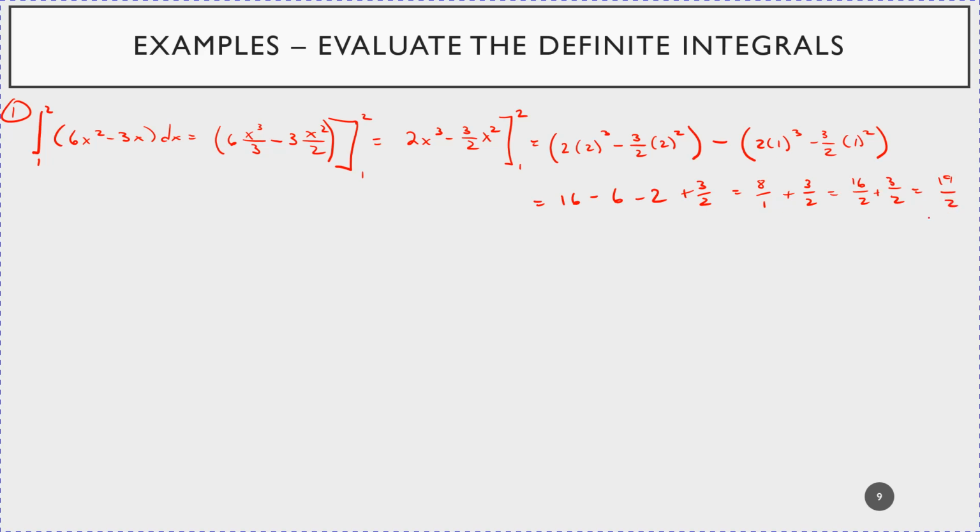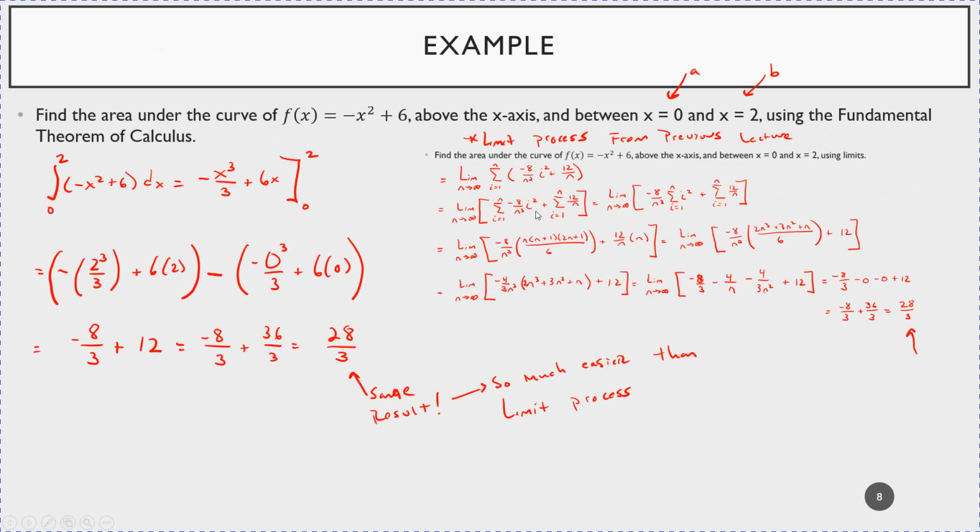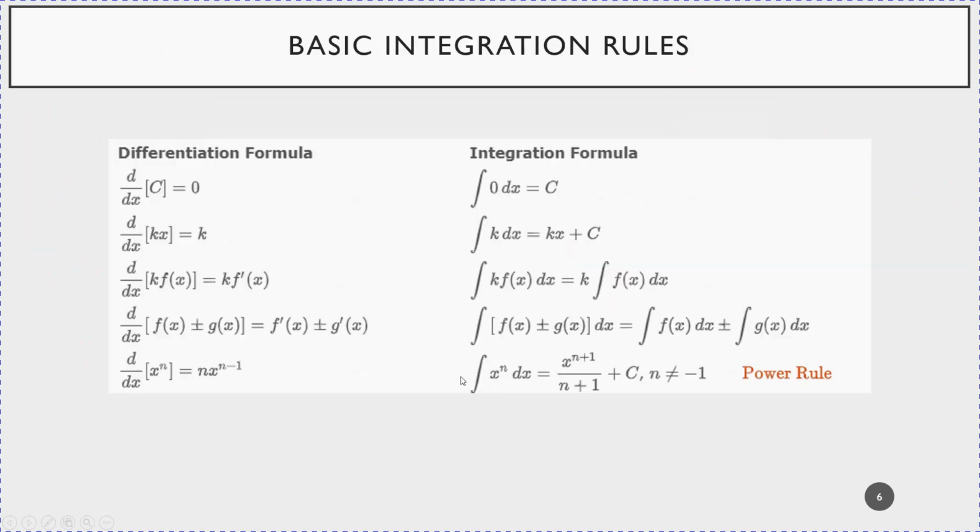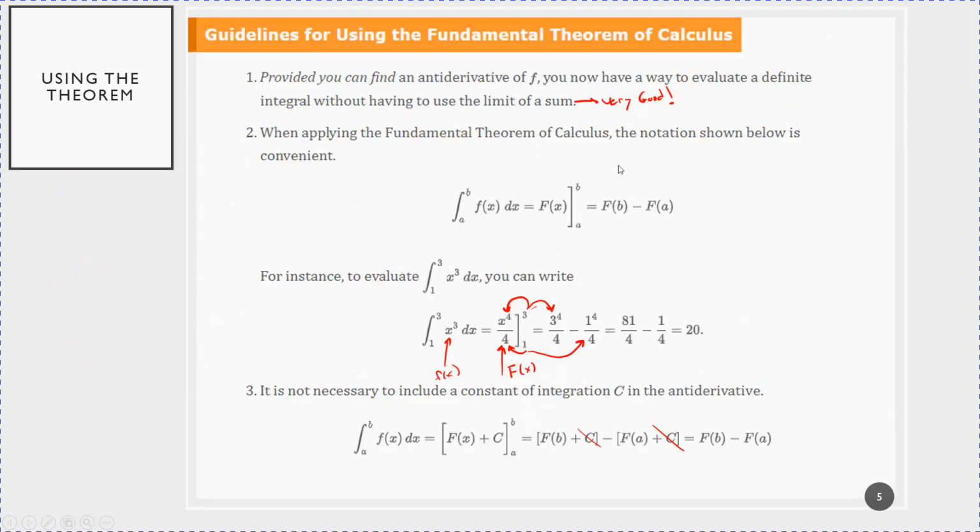So you can see here, it's just using our basic rules of differentiation. This right here was just the power rule from right here. And then it was just using this fundamental theorem: plug in the upper bound and then minus what you get when you plug in the lower bound.